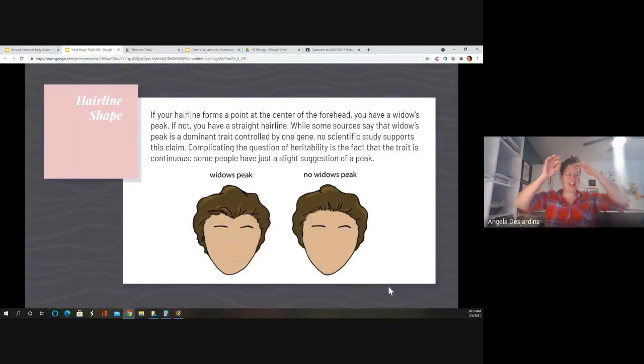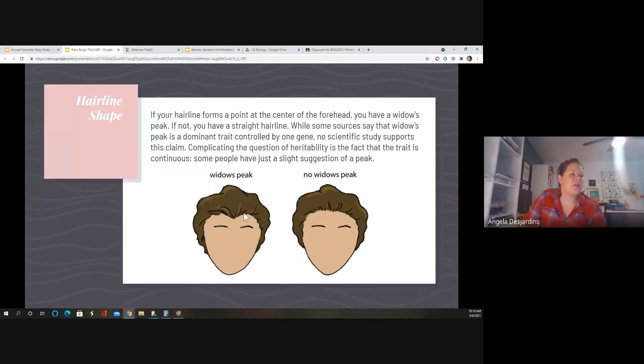Hair shade, your hairline. If you take your hair and pull it back, does it go straight across? Or do you have a widow's peak where it kind of comes down like Count Chocula, like a little vampire? That's called a widow's peak, and that is a single gene that says what shape your hairline is going to be.